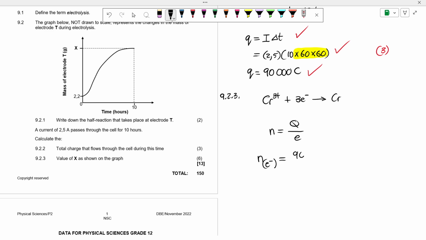The charge is 90,000. For the charge on an electron, you can substitute it as a negative, but that doesn't matter. If you use this equation enough, you'll know that the negative doesn't really matter. The negative just tells you that an electron is negative. So at the end of the day, I'm going to need a positive answer for this. So what do we get?